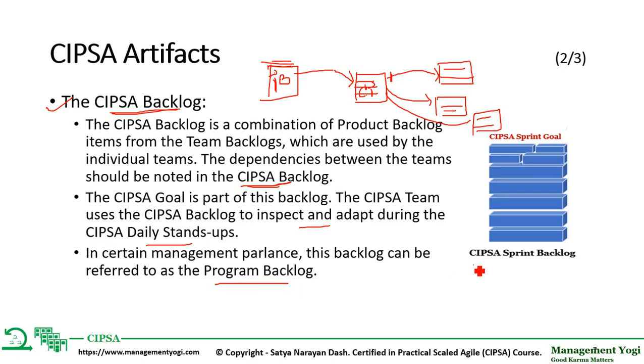So as you can see, we have the CIPSA sprint backlog. The CIPSA sprint backlog is an example when the Scrum framework is used, and there we'll have the CIPSA sprint goal. Normally or typically speaking, irrespective of any framework being used, we'll call it as the CIPSA backlog, and the CIPSA backlog will have the CIPSA goal. As I said, from the product backlog, CIPSA backlog will be prepared. From the CIPSA backlog, individual team backlog will emerge.